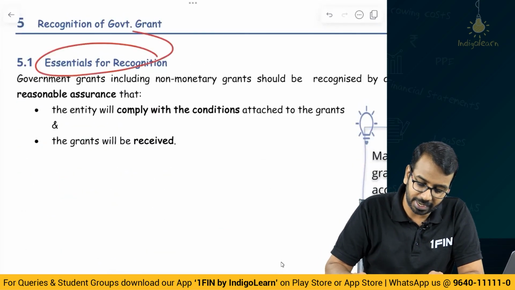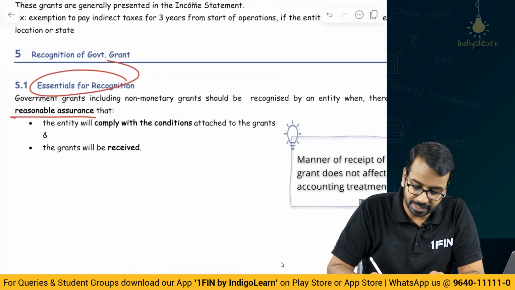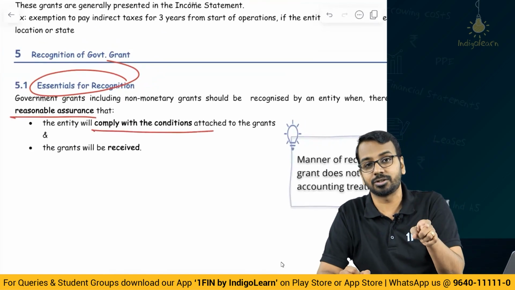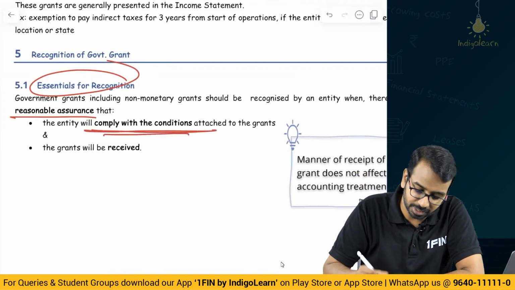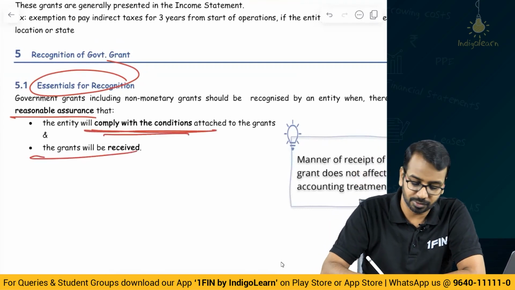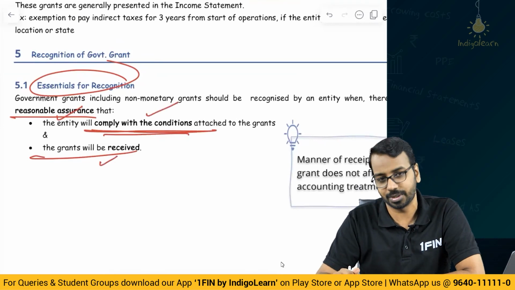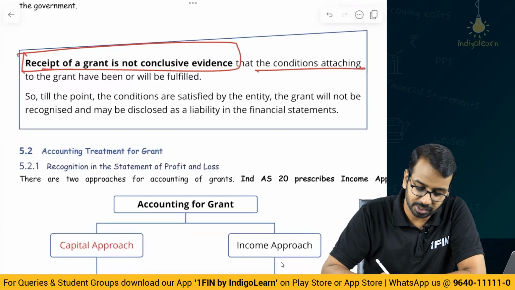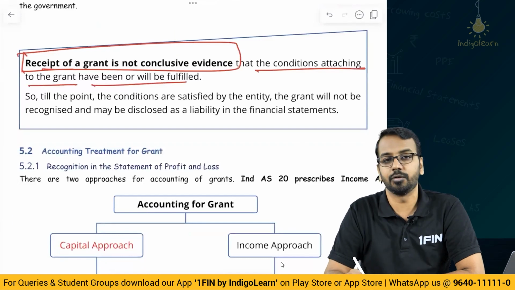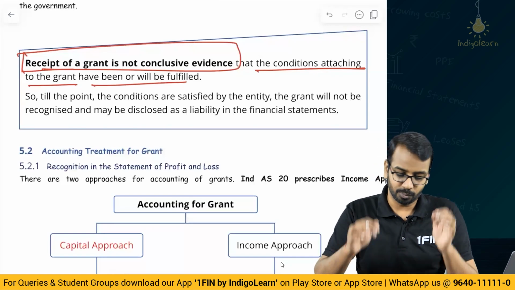When can we recognize government grant? First, there is a reasonable assurance that the entity will comply with the conditions. The assurance should be reasonable that the entity will comply with the conditions and that the grant will be received. So, you have to have assurance for complying with the conditions and grant being received. Receipt of grant is not a conclusive evidence that the conditions to the grant have been or will be fulfilled. Just because we have received the grant, we cannot recognize it in our books of accounts.